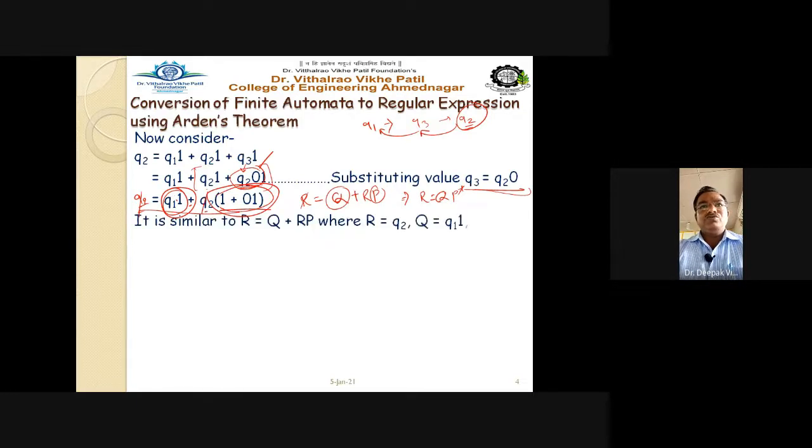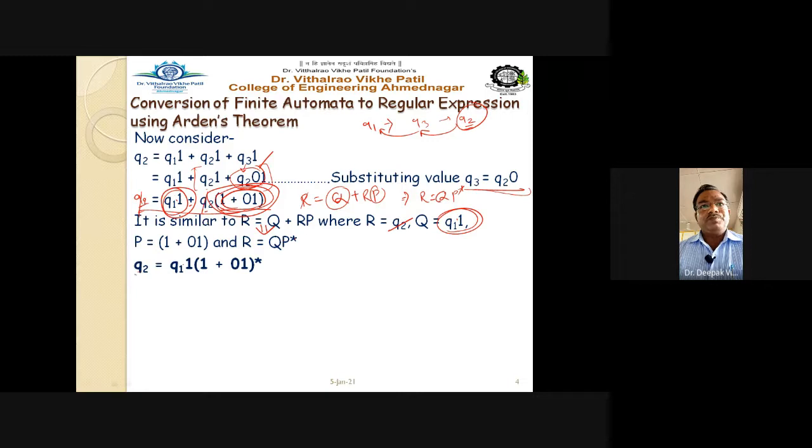So it is similar to R equal to Q plus RP, where R equal to Q2, yes, correct. Then Q equal to Q1.1. The total term you have to take here. And P equal to 1 into bracket 1 plus 0.1. This entire term becomes your P now. So the solution to this equation is given by R equal to QP star. So I can write in this format.